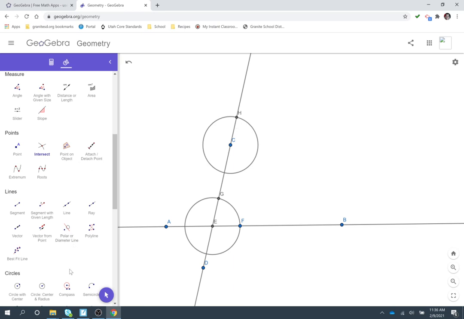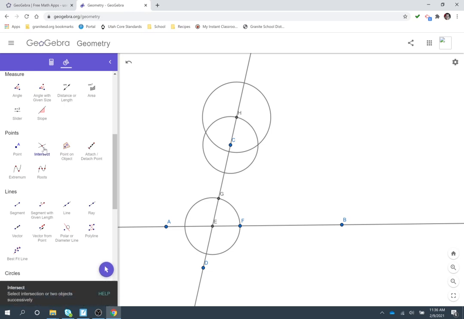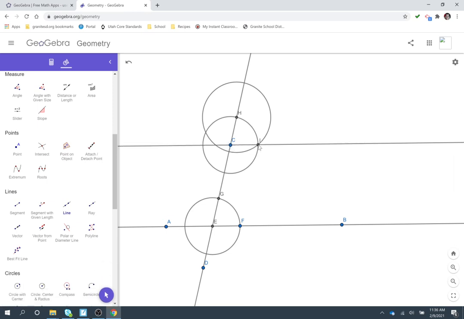And then grab your compass tool again, and we're going to measure from G to F. So G to F, and this time you're going to place that circle up at point H. Then grab your intersect tool, and do you notice where circle H intersects circle C over here? We're going to mark that intersection. Then we're going to grab our line, and we're going to connect from C to I.